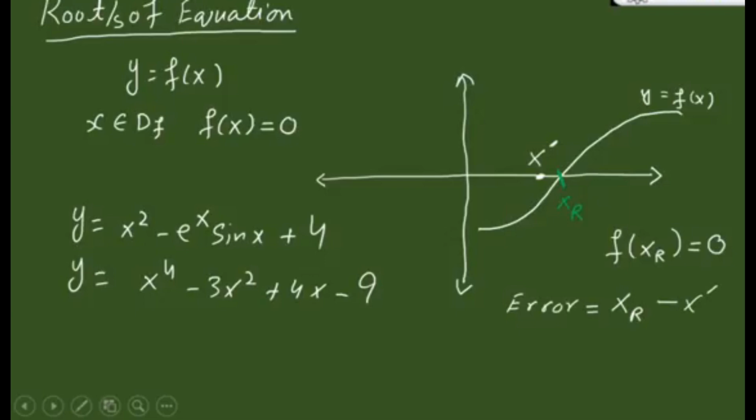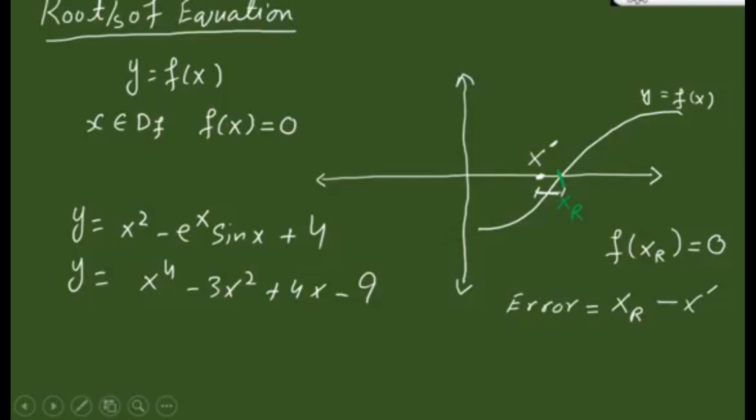And this is something that I obtain in approximate. So I can clearly see this is not the exact answer. There is some amount of error that exists between these two points. So what is the quantity of this error? That could be reflected by XR minus X dash.